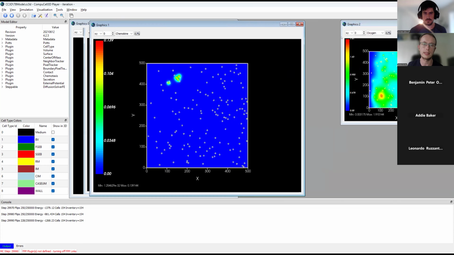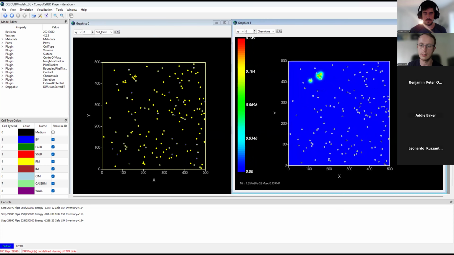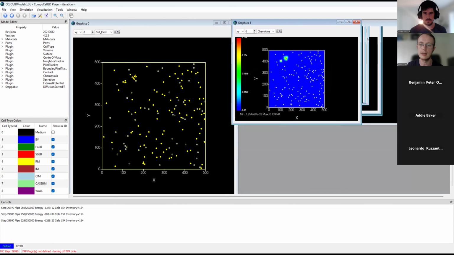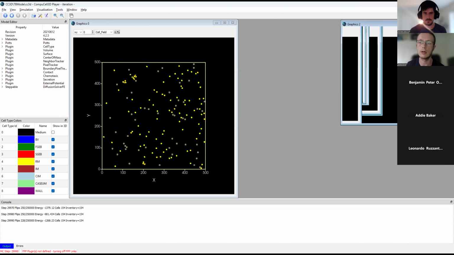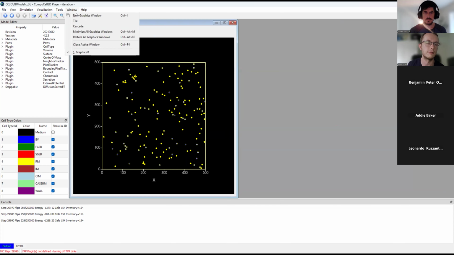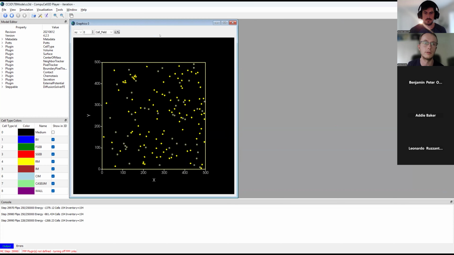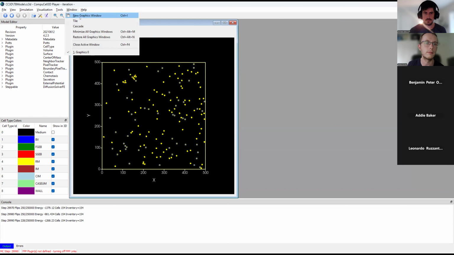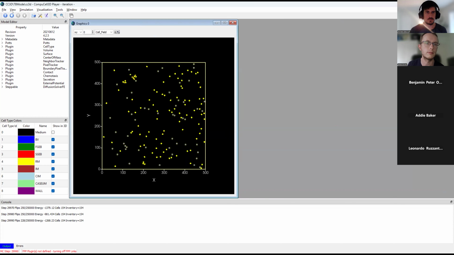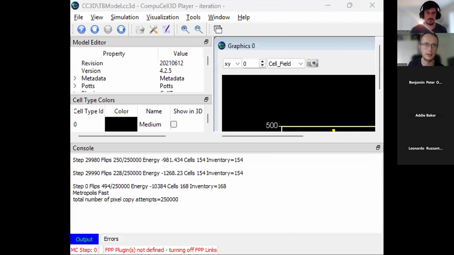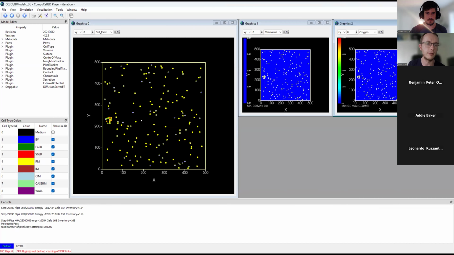If I shrink this back down and I restart, then you can see what it would look like at the start. These simulations tend to take about half an hour, so I won't do the whole one, or just leave it running for a few minutes and you can get an idea of how it evolves. I'll restart. So just a quick step. Okay.